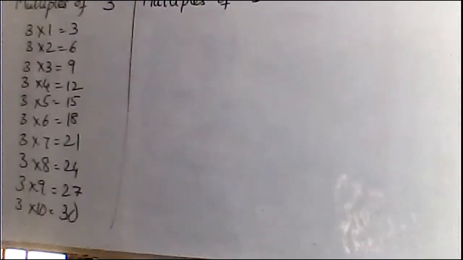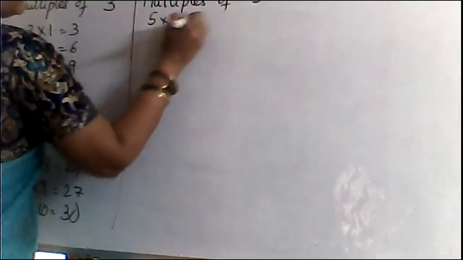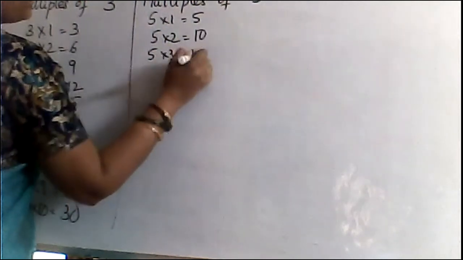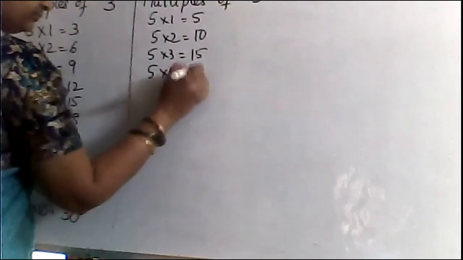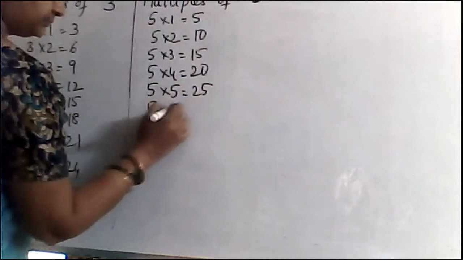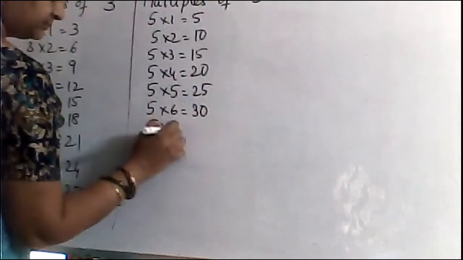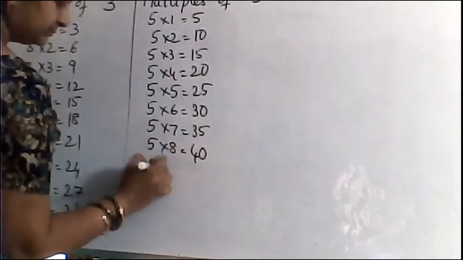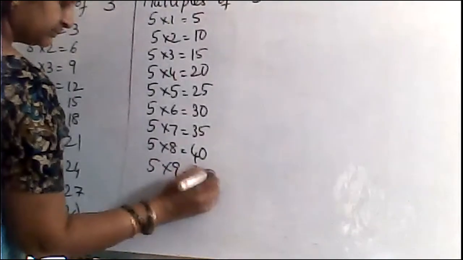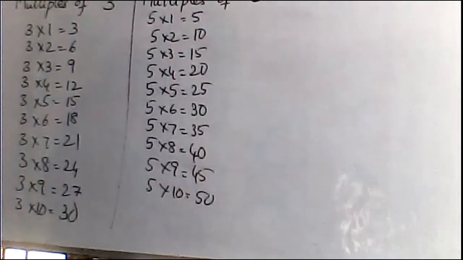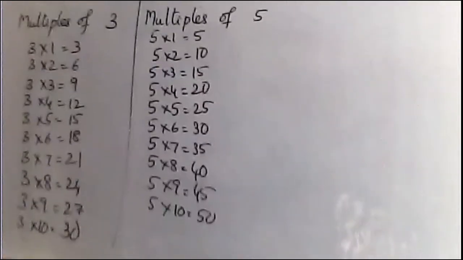Is it visible? Now, multiples of 5 we have to write. 5 ones are 5, 5 twos are 10, 5 threes are 15, 5 fours are 20, 5 fives are 25, 5 sixes are 30, 5 sevens are 35, 5 eights are 40, 5 nines are 45, 5 tens are 50. Okay, fine. Very good.